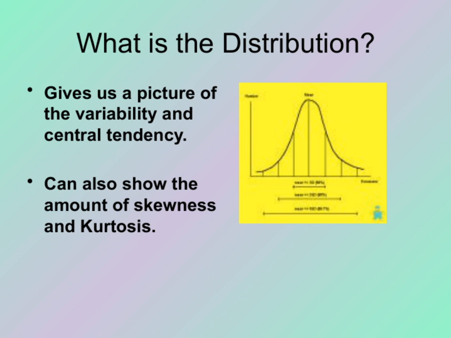It can also show us the amount of skewness and kurtosis, which are important aspects of a distribution. Skewness tells us if the data leans more to one side or the other, while kurtosis gives us a sense of how peaked or flat the distribution is compared to a normal distribution. So when we ask, what is the distribution? We're really trying to get a complete picture of the shape and behavior of our data set. Understanding these elements helps us make better inferences and decisions based on the data. Overall, this slide emphasizes that analyzing the distribution is key to grasping the full story behind the numbers.